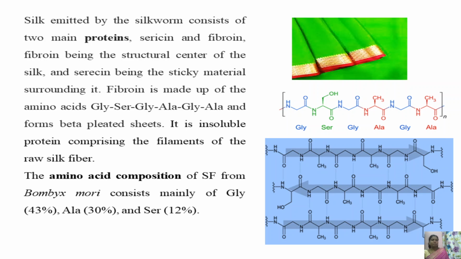It is an insoluble protein comprising filaments of raw silk fiber. That is why it is very tough and insoluble, because of its structural arrangement. The amino acid composition of silk fibroin from Bombyx mori consists mainly of glycine 40%, alanine 30% and serine 12%.